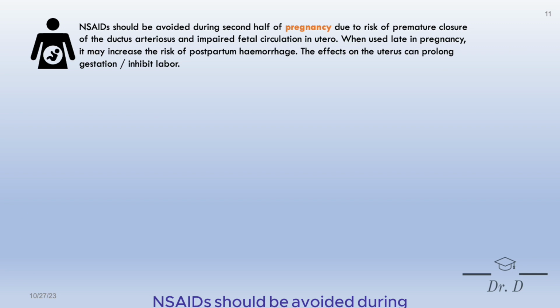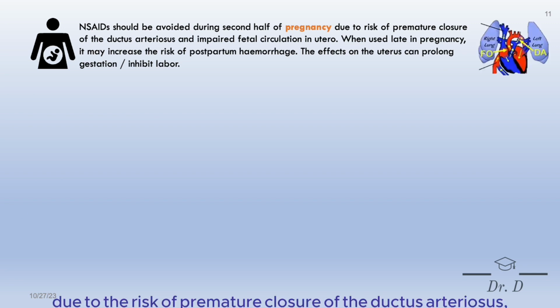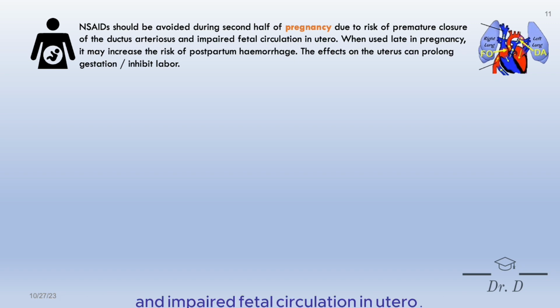NSAIDs should be avoided during the second half of pregnancy due to the risk of premature closure of the ductus arteriosus and impaired fetal circulation in utero. When used late in pregnancy, it may increase the risk of postpartum bleeding or hemorrhage. The effect on the uterus can furthermore prolong gestation or inhibit labor.